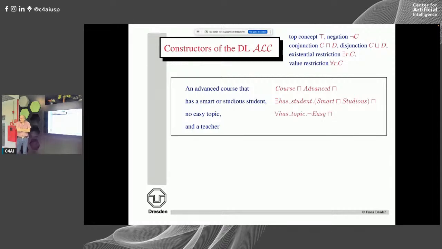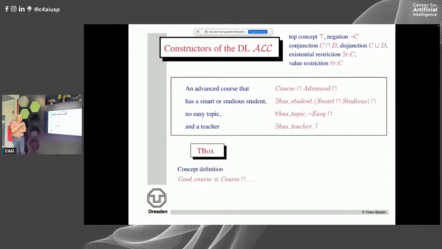All the topics are not easy. So here I use the value restriction and the not. And it has a teacher without any properties stated for the teacher. That's how I use the top concept. It's just something. No special properties required.